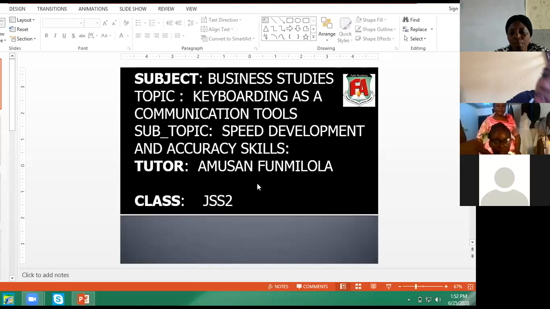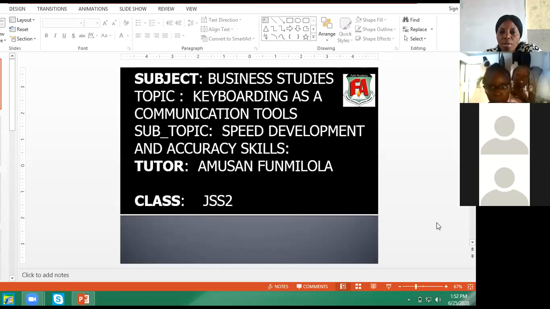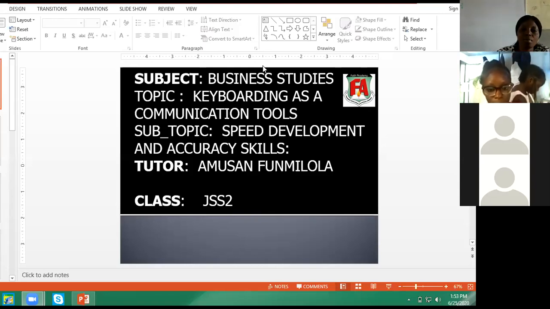Today's class is going to be a practical class. We'll be looking at the topic keyboarding as a communication tool. Okay? Keyboarding as a communication tool. You know, we did keyboarding in JSS1. Can you remember? So we are going to continue from there. So we're going to be looking at speed development and accuracy skill. Okay? So that's what I said, it is a practical class.